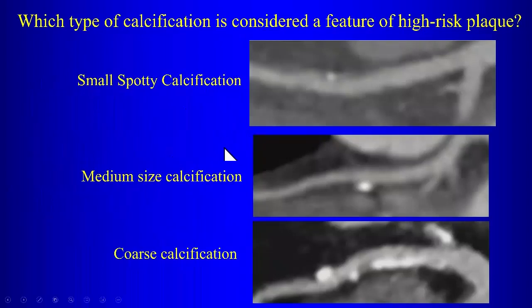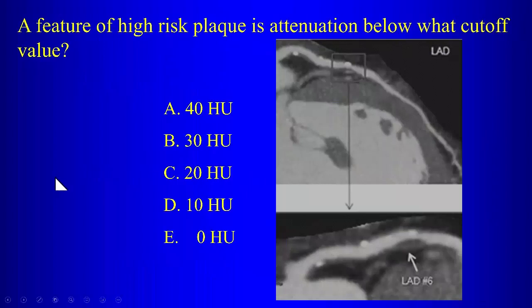So if I ask this question, what type of calcification is considered a feature of high-risk plaque? So who's out there? Anybody at St. Barnabas? Yes? Okay. So which of these is considered a feature of high-risk plaque? I have a spotty calcification, a medium-sized calcification, and a coarse calcification. Which one of these? Spotty calcification, right. That's a feature of high-risk plaque.